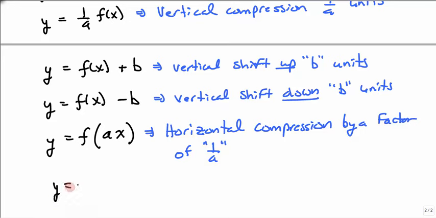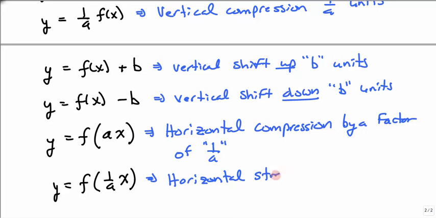Now, on the flip side of this, if we had 1 over A times x, it's going to do just the opposite because it's within the argument of the function. This is a horizontal stretch by a factor of, not 1 over A, but basically 1 over 1 over A, which is A. So if this is 1/2, then I would stretch it by a factor of 2, because basically you look at the reciprocal.